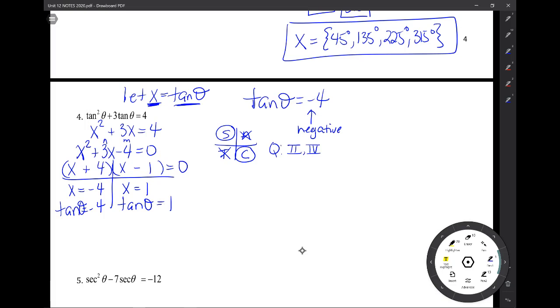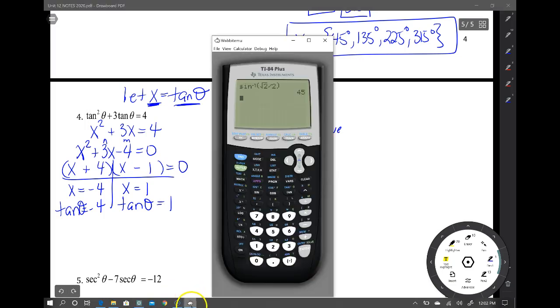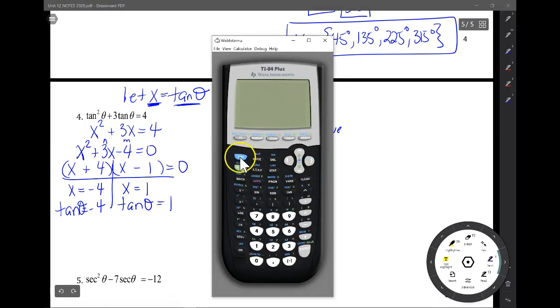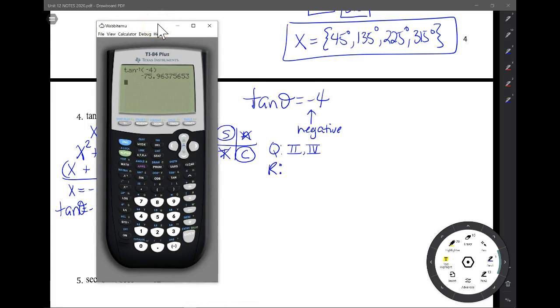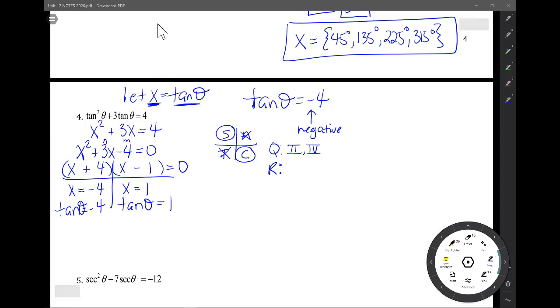Now let's use our calculator to find what our reference angle is. I'm going to do second tan of negative 4, enter. Ignore that it comes out to be a negative value. I'm not going to write down that my reference angle is negative. You just ignore that negative, and say my reference angle is 75.963... We're not going to round anything just yet.